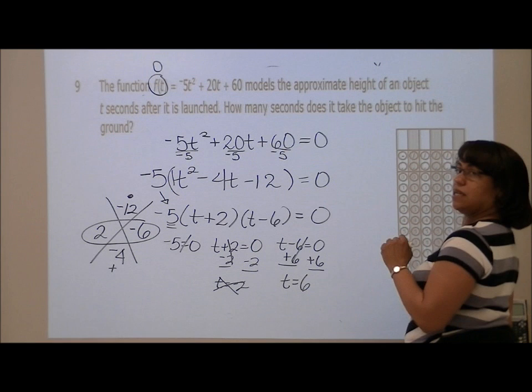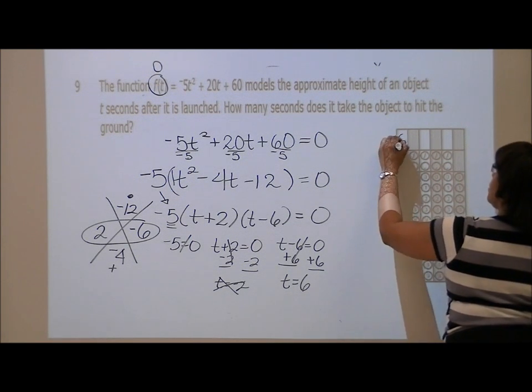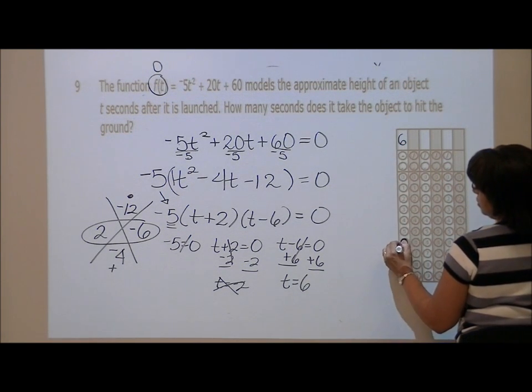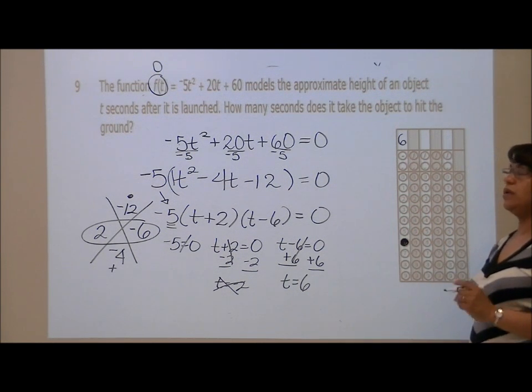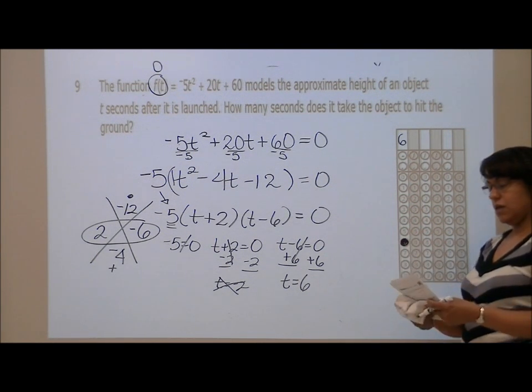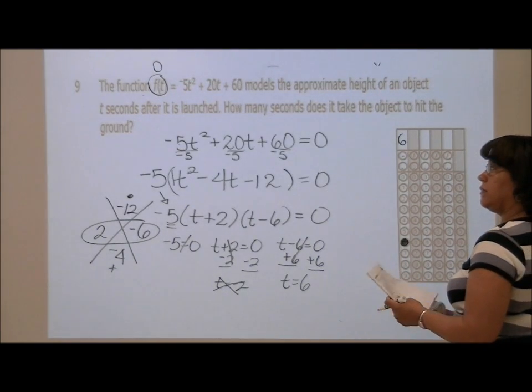So it takes 6 seconds before the object hits the ground, so you put your 6, you bubble in your 6, and you're done with number 9. So let's move on to number 10.